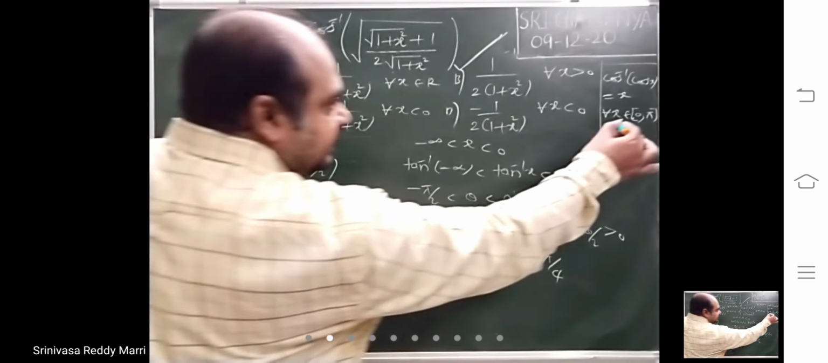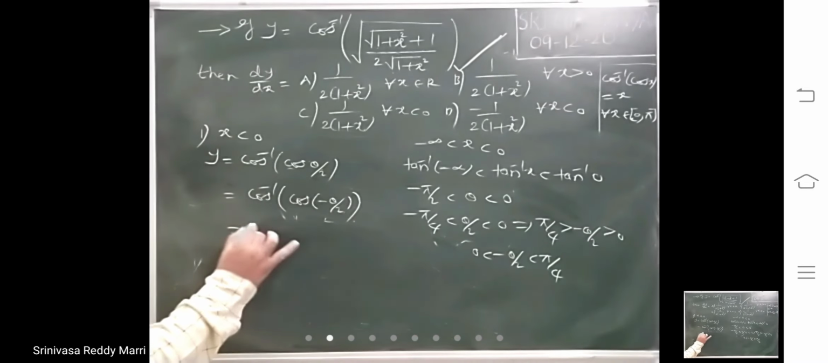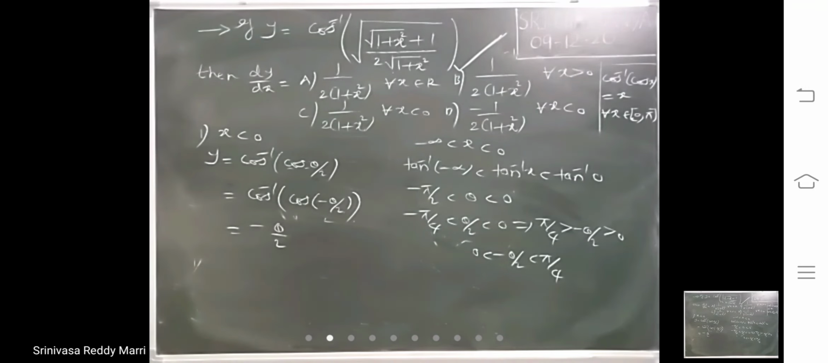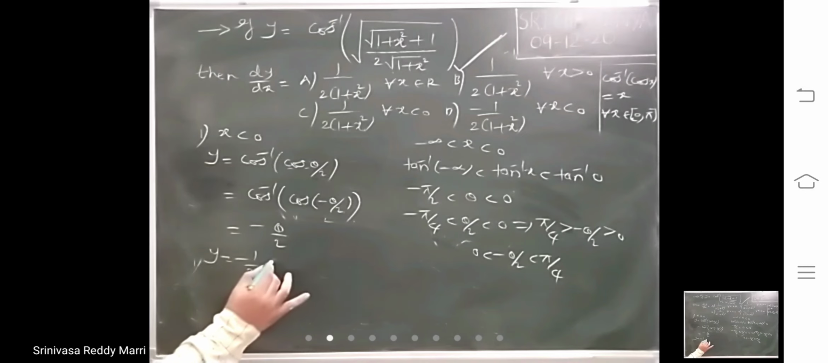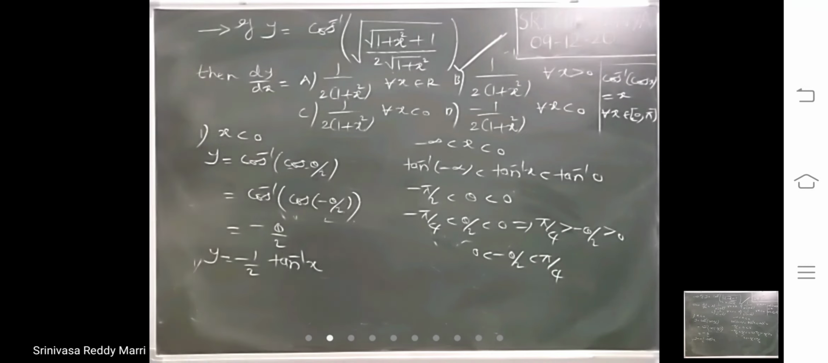That means it is according to the formula. Cos inverse cos x means theta by 2. In this case, you cannot write theta by 2. It is minus theta by 2, that means minus 1 by 2 tan inverse x.